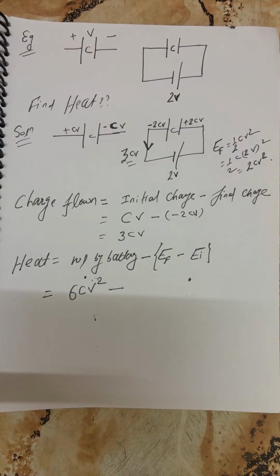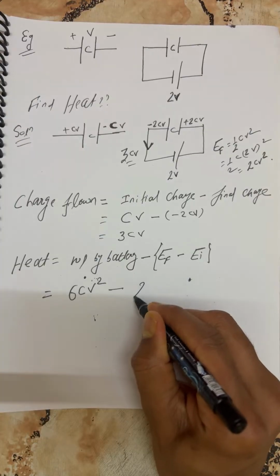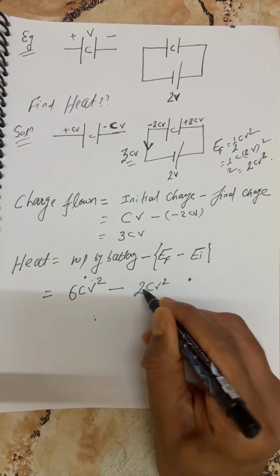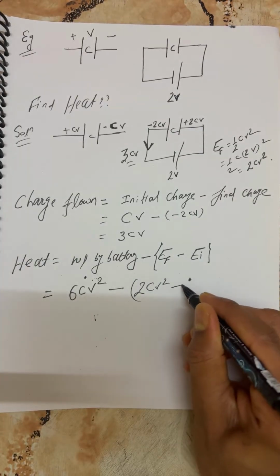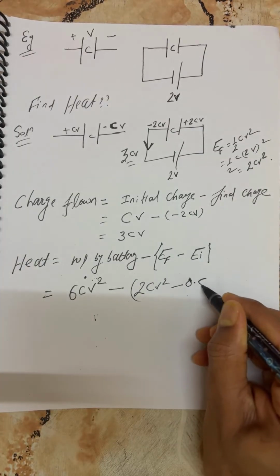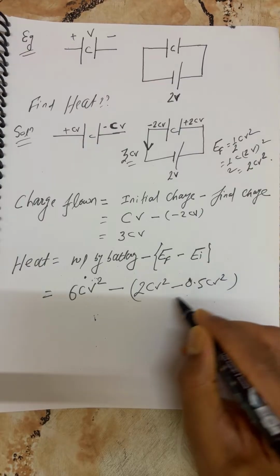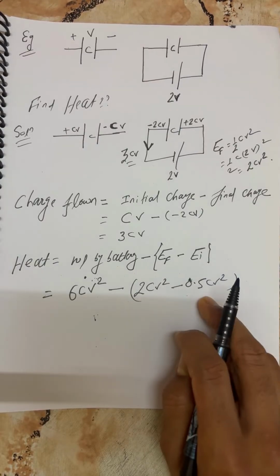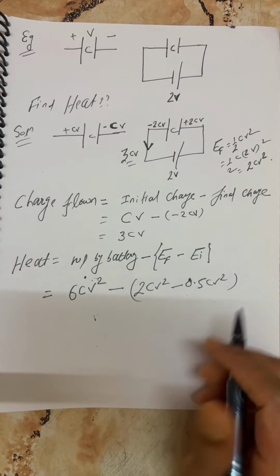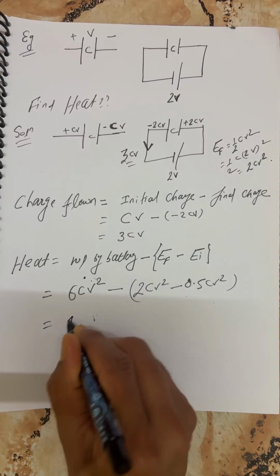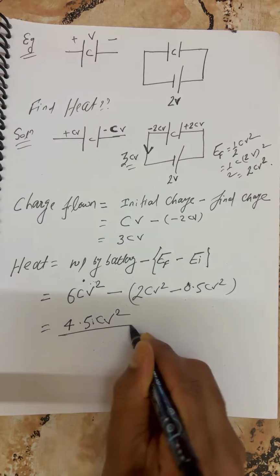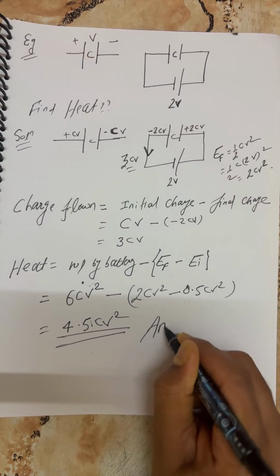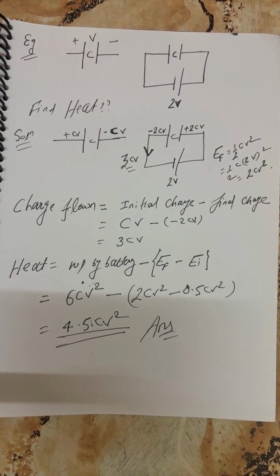So we can write here 2CV square. What is the energy initial here? 0.5CV square. So 2 minus 0.5 is 1.5. 6 minus 1.5 is 4.5. So what is your answer? 4.5CV square. So my dear, this is all about today's class.